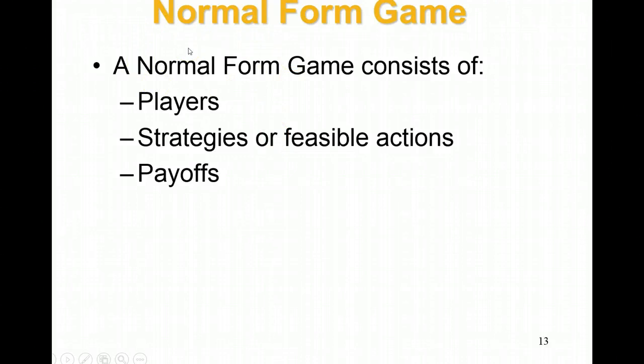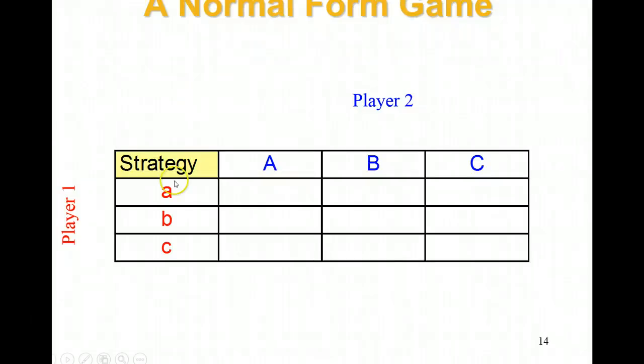Normal form is just an illustration of a game where players move at the same time. So let's take a situation where we have a player 1 and a player 2. And each one of these players has 3 possible courses of action. And we'll set them up in a matrix. So the strategies for player 1 in red are strategy little a, little b, and little c. Strategies for player 2 in blue are big A, big B, big C.